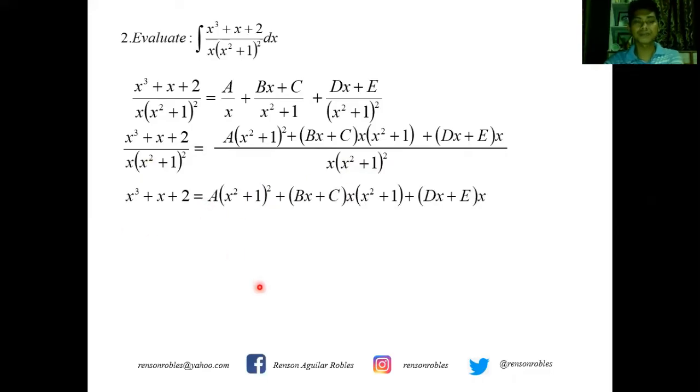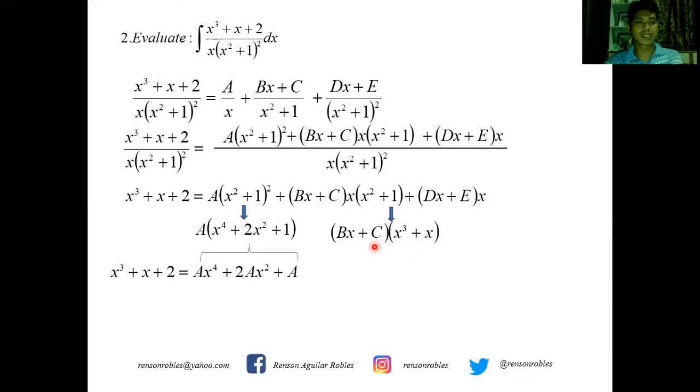Okay. So in this case, we can now apply simplifying this equation. We have, okay, x squared plus 1 to the second power is equal to x to the 4 plus 2x squared plus 1, multiplied by A. And then you have x times the quantity x squared plus 1, which is equal to x cubed plus x. Then we will need to multiply it to Bx plus C. And then that led us to Ax to the 4 plus 2Ax squared plus A.